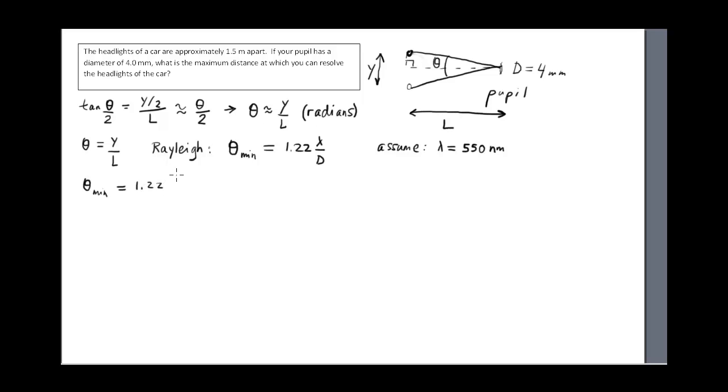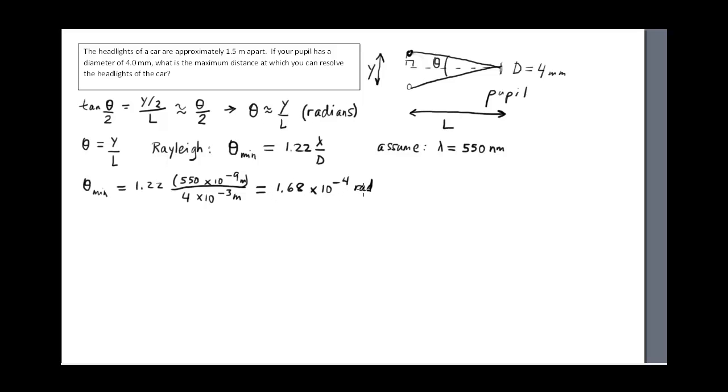1.22 times 550 times 10 to the minus 9 meters, that's a nanometer, right, 10 to the minus 9 meters, over the diameter, which is 4 millimeters, or 4 times 10 to the minus 3 meters. So when we do this, 1.68 times 10 to the minus 4 radians. Remember, these formulas, the Rayleigh formula as well as the formula that I worked out from the geometry of the situation, both have theta in radians.